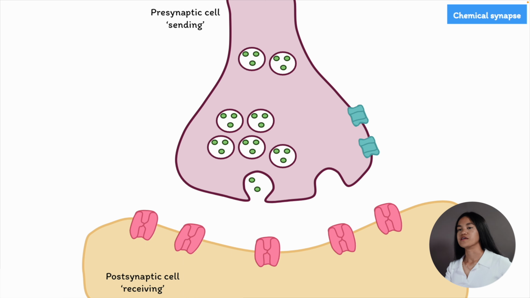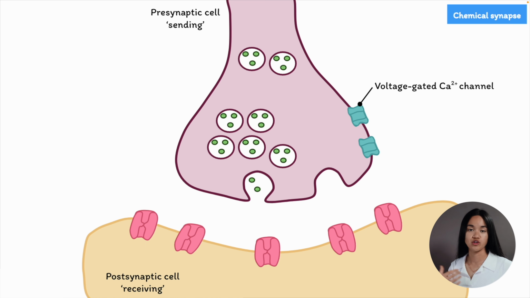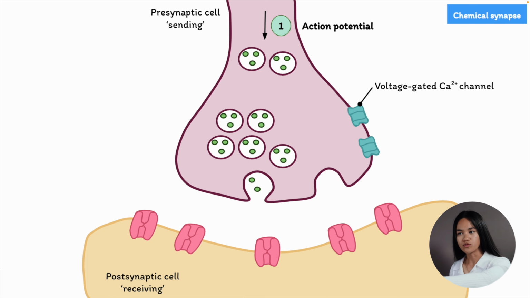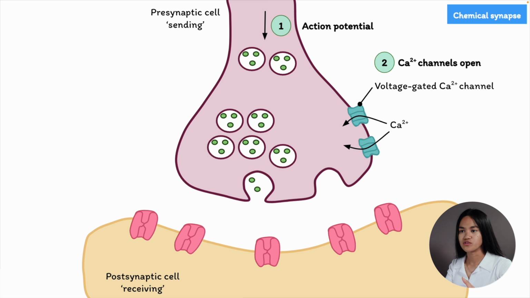So the membrane of the presynaptic terminal contains voltage-gated calcium channels. Recall that there are sodium and potassium channels in the neuron, but there are also voltage-gated calcium channels. And when an action potential reaches the axon terminal, this is going to stimulate the opening of voltage-gated calcium channels, allowing calcium to diffuse into the terminal because the concentration of calcium is much higher outside the neuron than it is inside. So the depolarization during the action potential opens these calcium channels, okay?